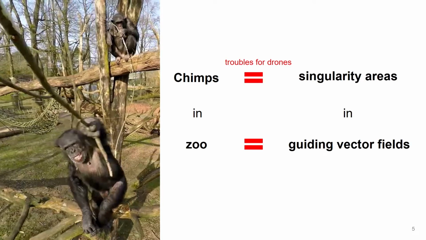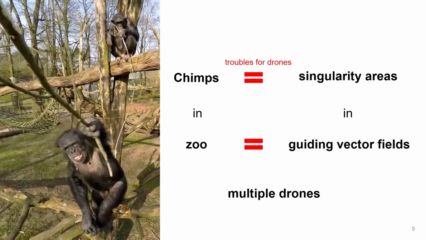I think the chimpanzees make it clear that they don't like drones. Autonomous drones shouldn't get stuck or they are vulnerable to attacks from chimps. So they should try everything they can to avoid singularity areas in guiding vector fields, especially in the case of multiple drones. So what is a guiding vector field? What do I mean by singularity areas?